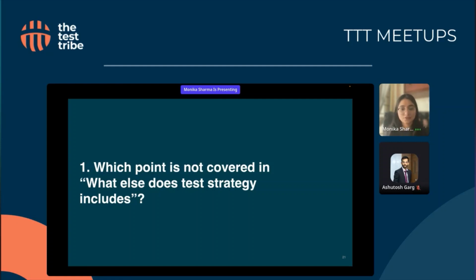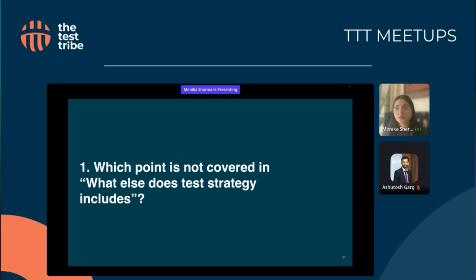So I think you have covered now most of the points. Test strategy should also contain, apart from those points, what the agile process will look like. And second, what the defect life cycle will be. Those were the two points which were missing. Apart from that, you have covered most of the points.